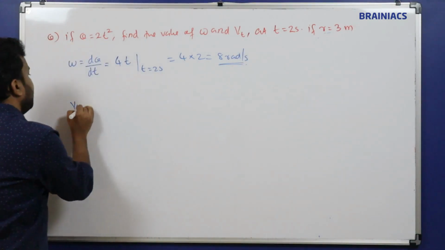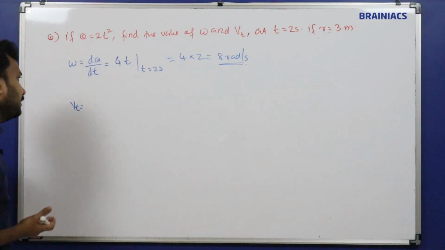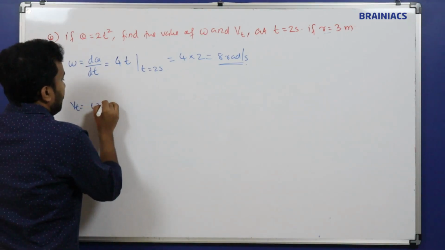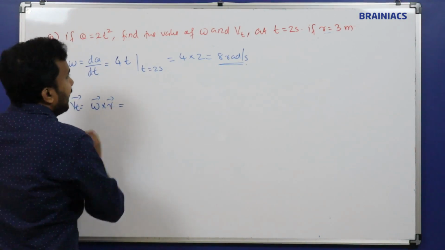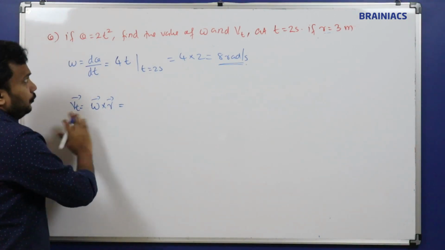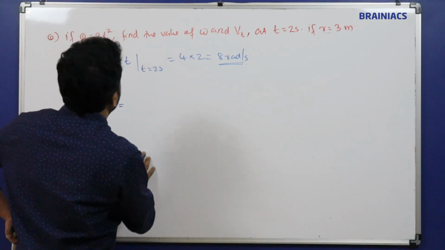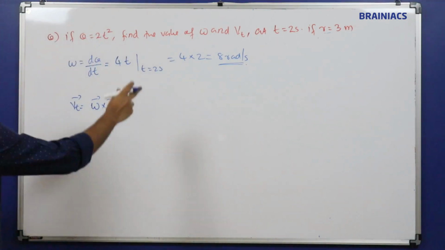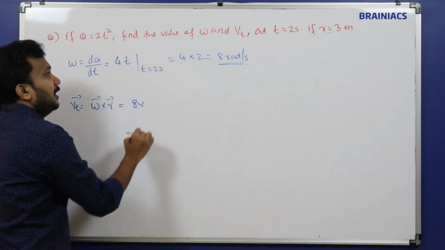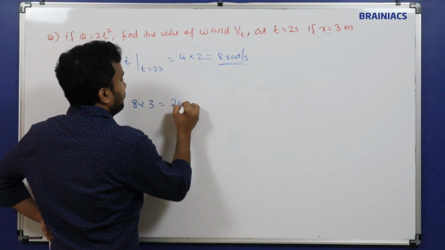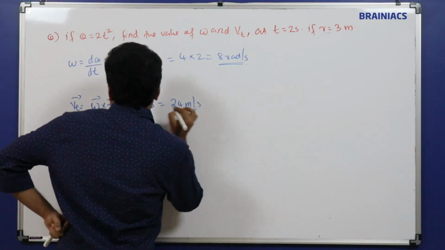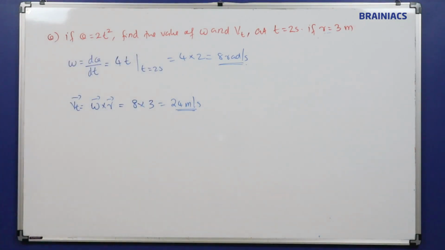And we know vt is equal to omega cross r. It is not given as a vector, it is just given as a magnitude, so I'll write omega cross r itself. They are only asking the magnitude, so you can directly multiply. Omega we already got 8, and r is 3 meters. So 8 into 3 is 24 meters per second. Very straightforward and a very simple question.